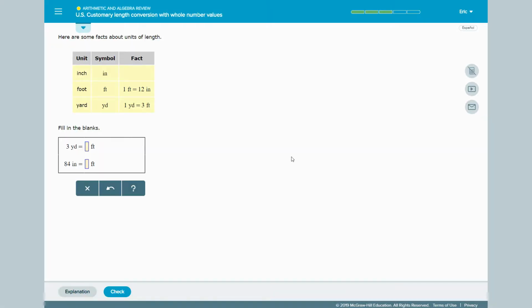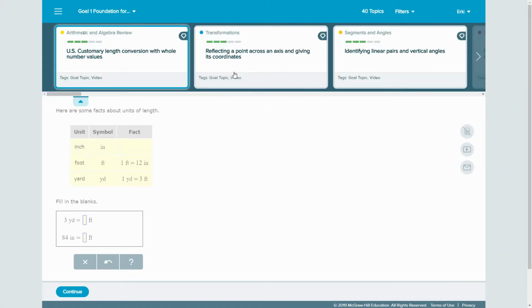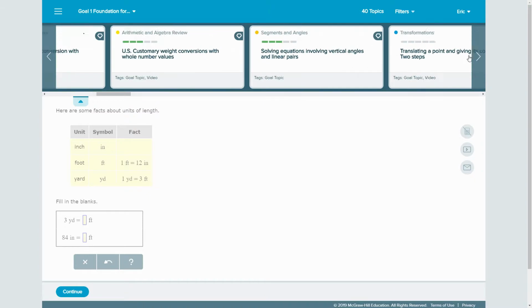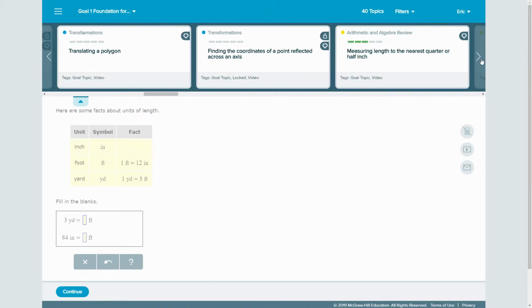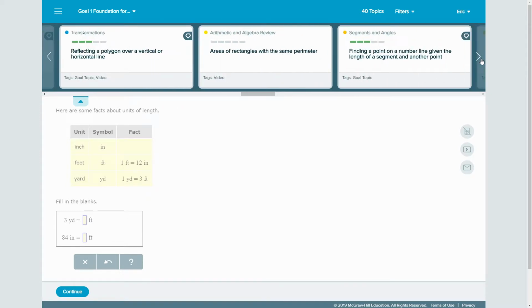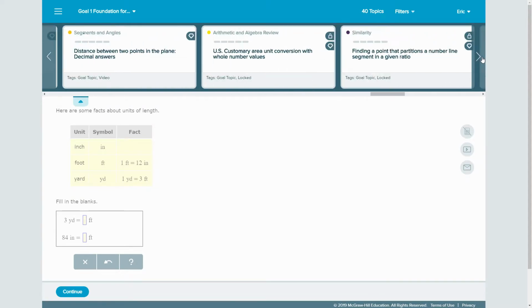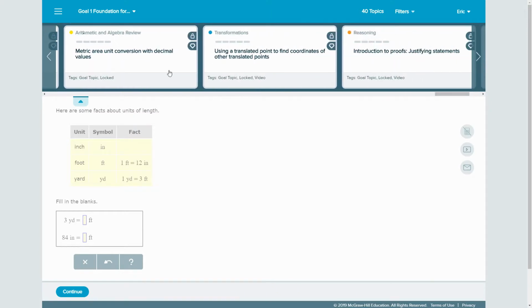U.S. customary length conversions with whole number values. Now, I'm going to be forward about this. Geometry Goal 1 has a lot of these. So you're going to have length conversion values, volume conversion values, weight conversion values, and I think that's roughly it. They're all the same thing. The concept between area conversion, they're all going to be roughly the same thing.